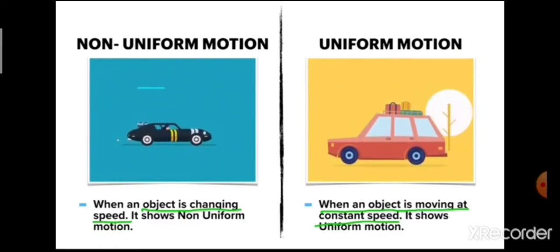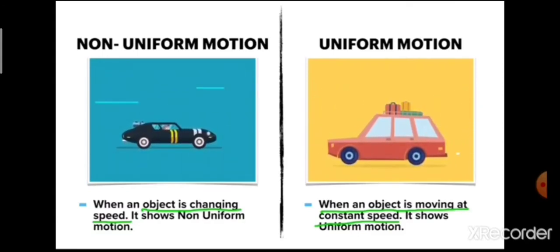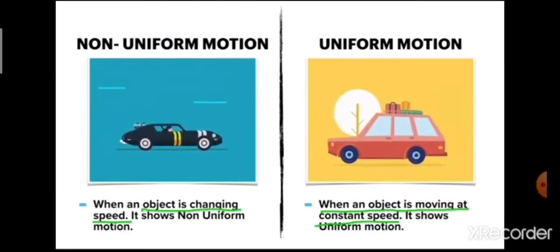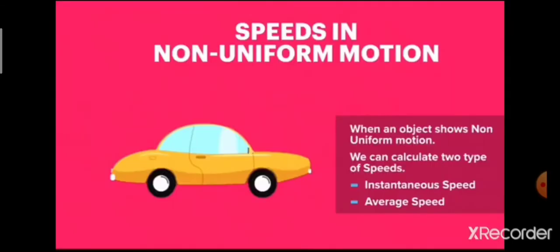But in real life, the object changes the speed. So what do you think? In reality, will the car move with the same speed? No, because the car also changes the speed. Even when we walk, when we ride a bicycle, the speed changes. So we continuously change our speed.